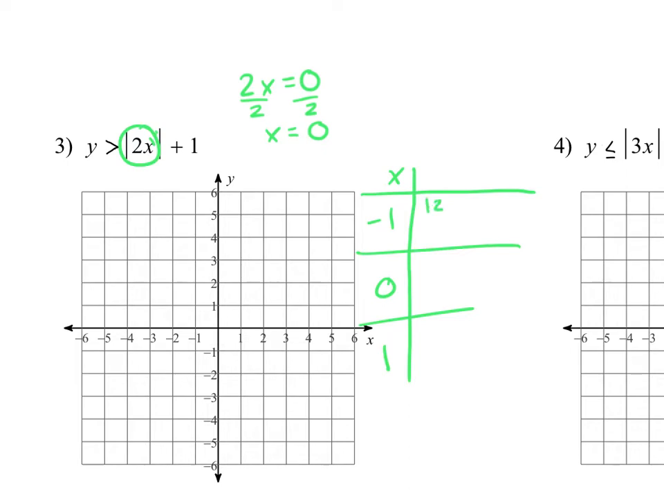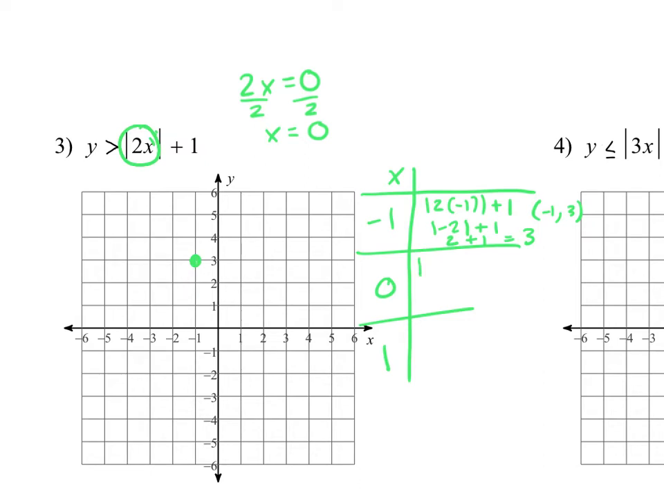So the absolute value of 2 times -1 plus 1. 2 times -1 is -2. The absolute value of -2 becomes +2, and +2 plus 1 is 3. So our point here is -1, 3. So we go to the left 1 and up 3.